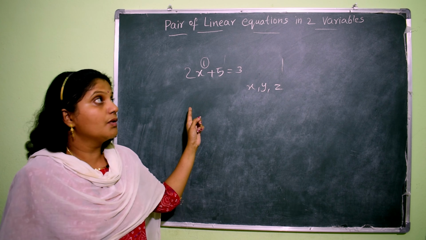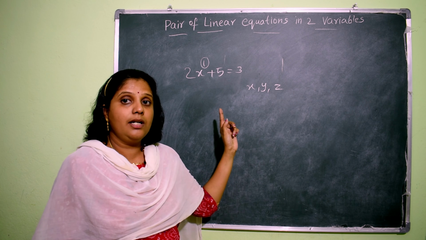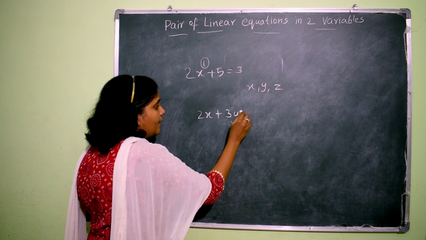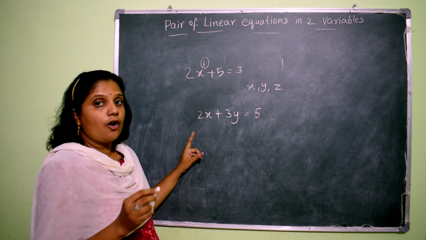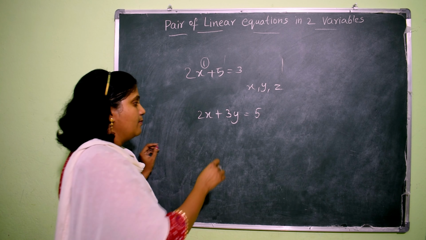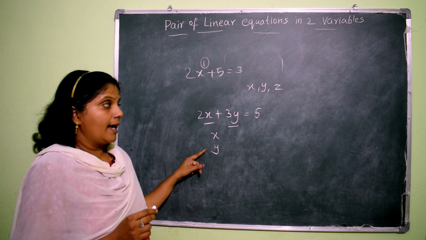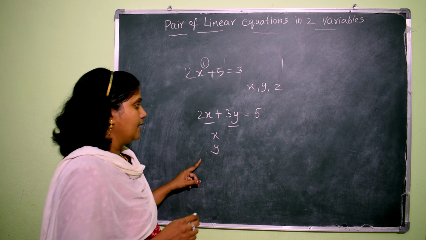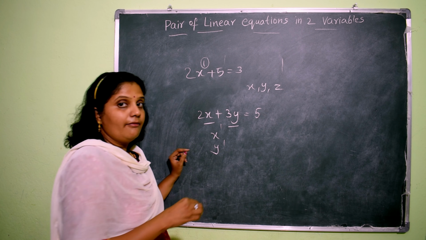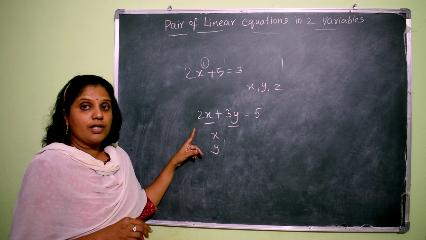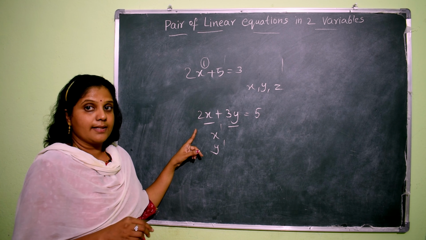Now we are going to learn about the linear equation in two variables. 2x + 3y = 5. Look here, how many variables are there? Two variables, that is x and y. x is one variable and y is another variable. Both these variables have degree 1, so we can say that this is a linear equation in two variables.